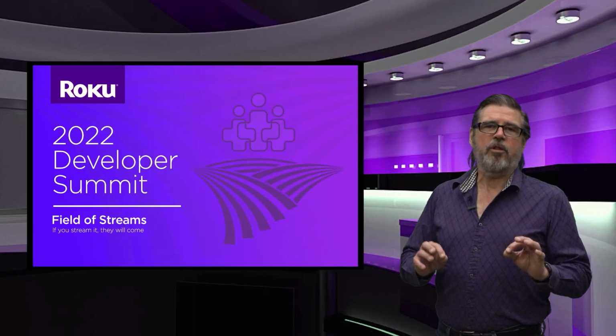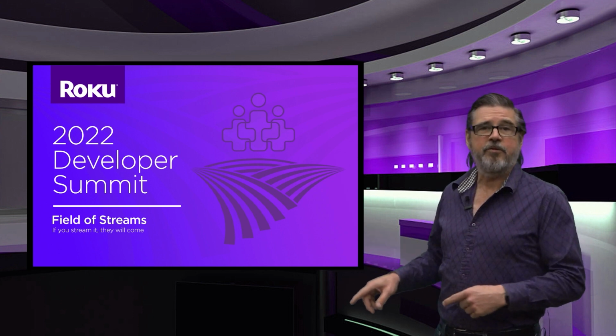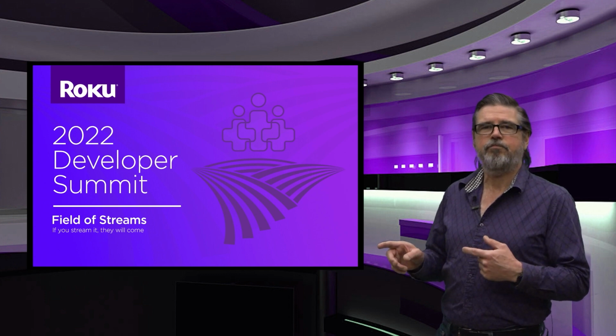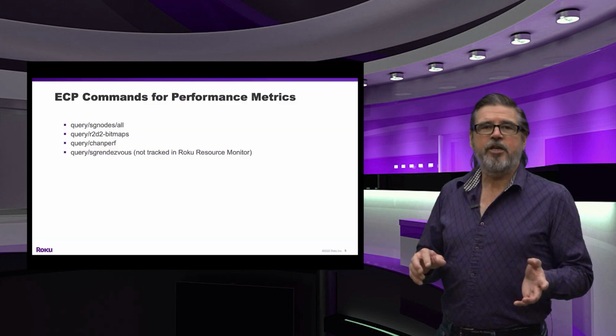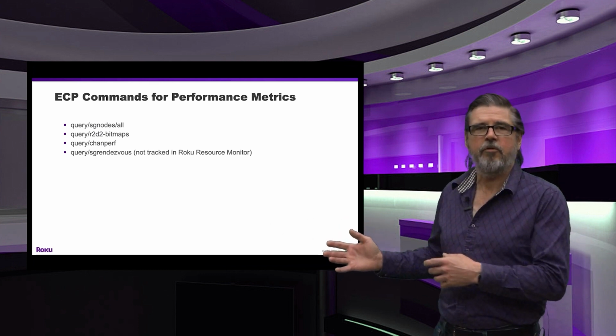All of the data visualized by Roku Resource Monitor can also be retrieved directly from the device. A channel developer can access that data via the external control protocol, which, as many of you know, is often abbreviated ECP, which is how I will refer to it going forward.